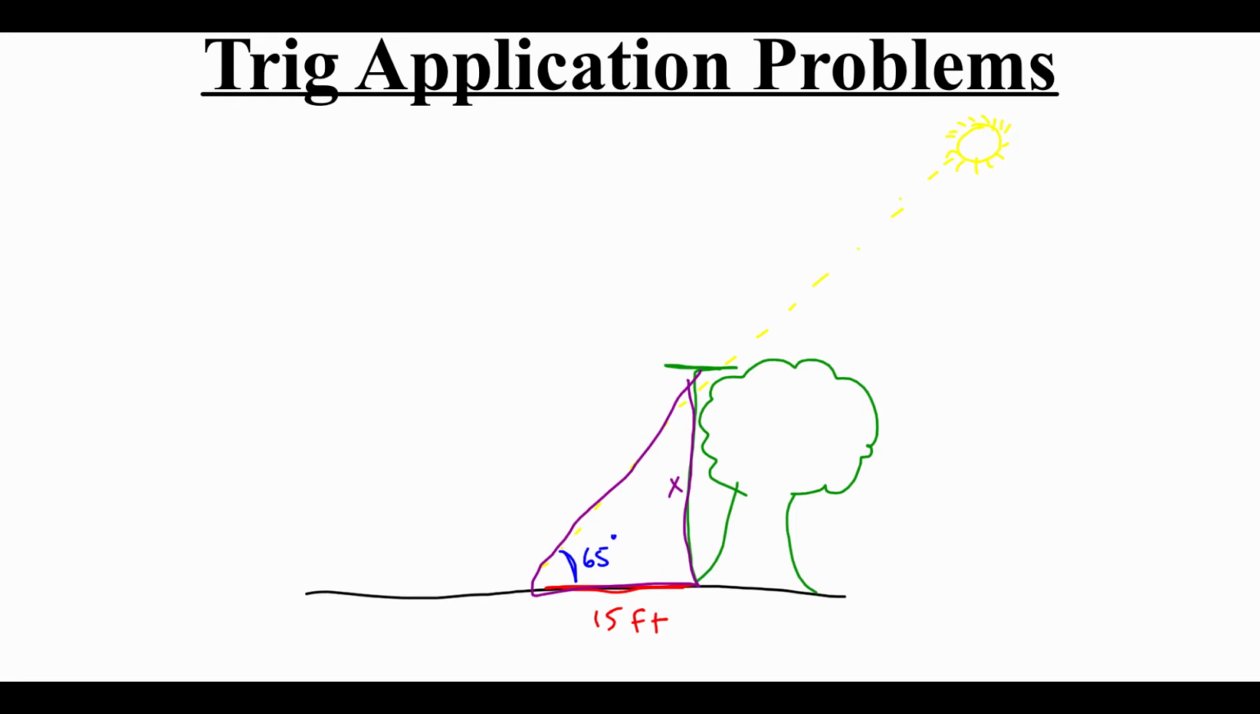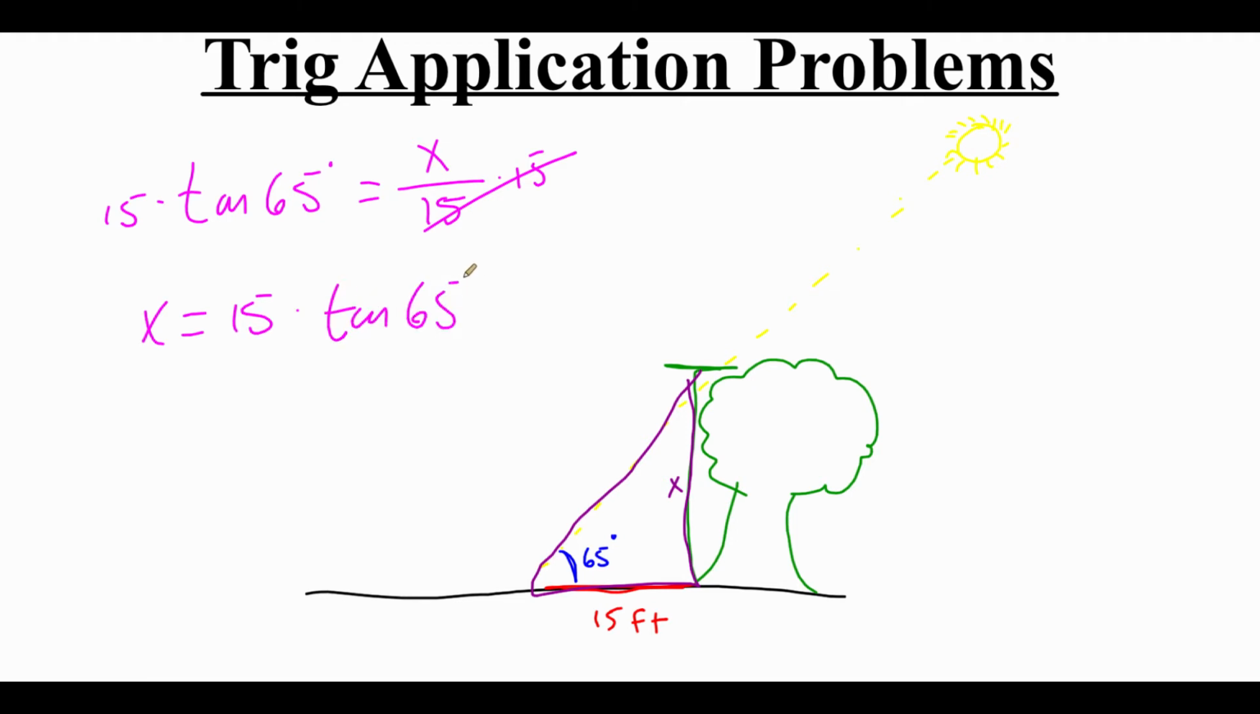Now we were given this 65-degree angle, so that's the angle that we're going to use. The x is opposite of that 65-degree angle, and the 15 is adjacent to that 65-degree angle. So opposite and adjacent means that we should be setting up a tangent equation. So we're going to go with the tangent of 65 degrees equals the opposite side, x, divided by the adjacent side, 15. Now our goal is to solve to get x alone. So to get rid of that divided by 15, I'm going to have to multiply that 15 over to the left-hand side. So we're going to get x equals 15 times the tangent of 65 degrees.